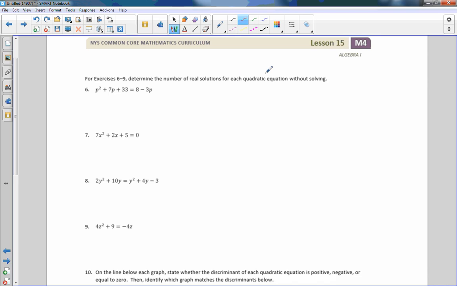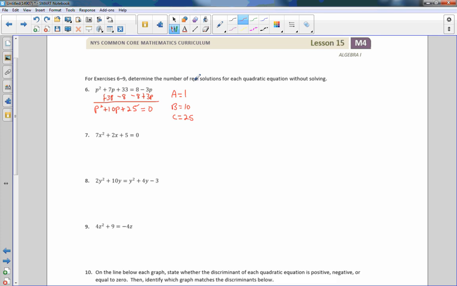Determine the number of real solutions for each quadratic equation without solving. First thing I'm going to do is move everything to the left. I'm going to subtract 8. I'm going to add 3p minus 8 under the constant plus 3p under the linear. Draw a line. P squared is just by itself, nothing changes. 7 plus 3p is 10p, and 33 minus 8 is 25. And that now equals 0. So A equals 1, B equals 10, and C equals 25.